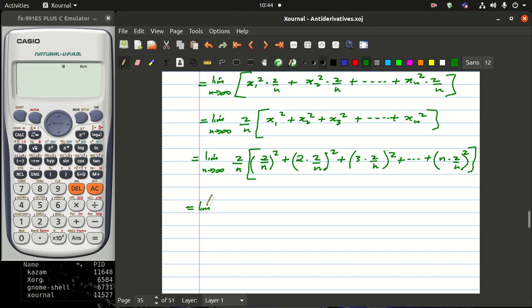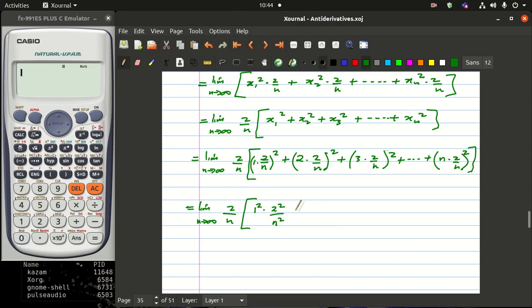And then you have the limit as n approaches infinity, and then you have a 2 over n. And then inside here, you will find out that this thing here, 2 over n, is the same as just 1 times 2 over n. So we have 1 times 2 over n, and then we square it up, 1 squared times 2 squared over n squared. That is also something that is so much important.